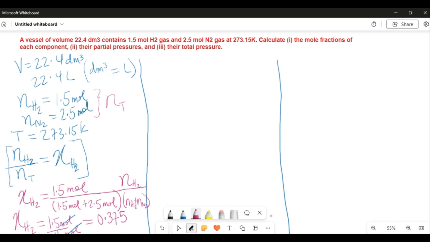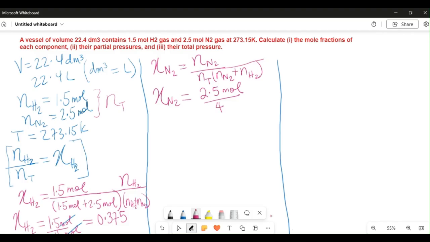Now, the second one is to find the mole fraction of N2 gas. So that would be XN2, which is the number of moles of N2 gas divided by the total number of moles, or NN2 plus NH2. Basically what we did, we're just replicating the same thing here. So the number of moles of N2 gas would be 2.5 mole, divided by 4.0 mole. And what we end up getting, when we put this in the calculator, is 0.625.